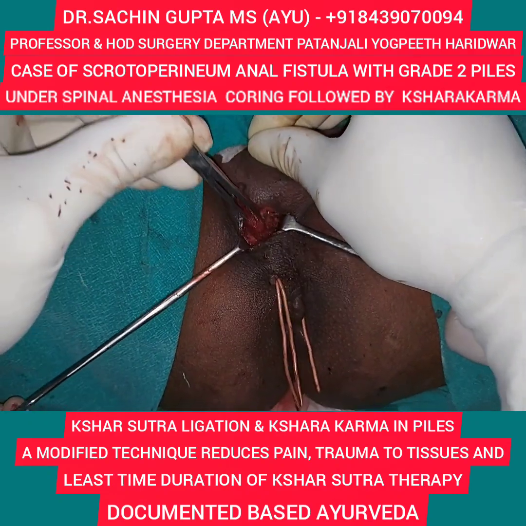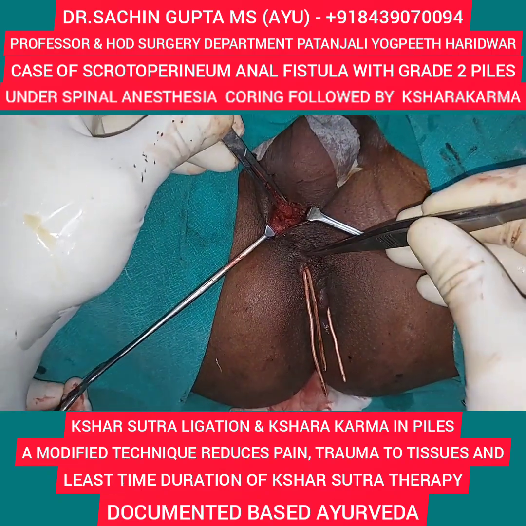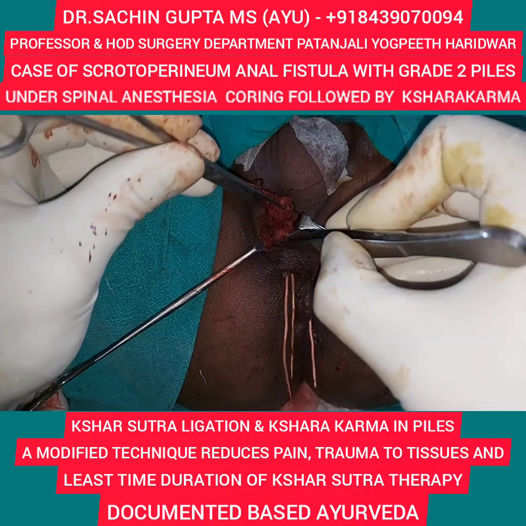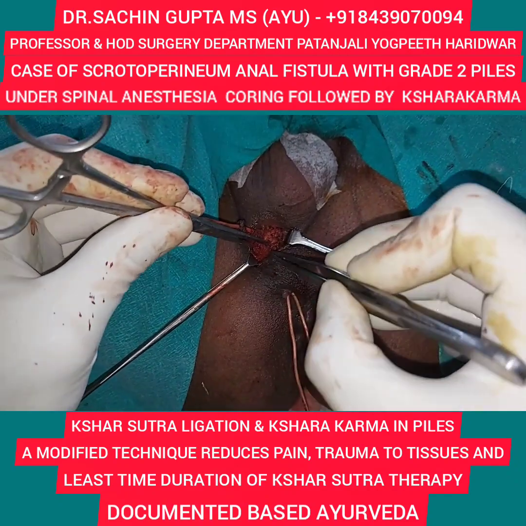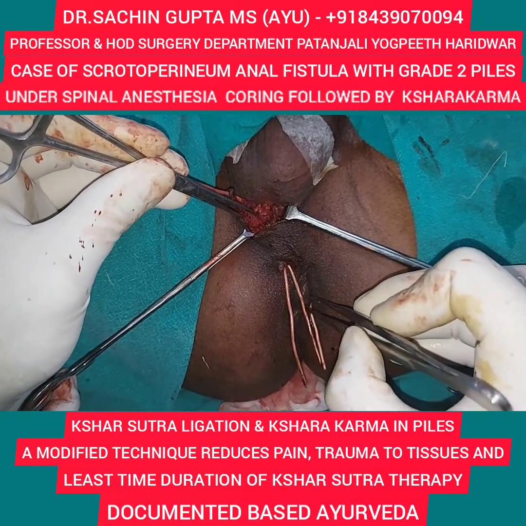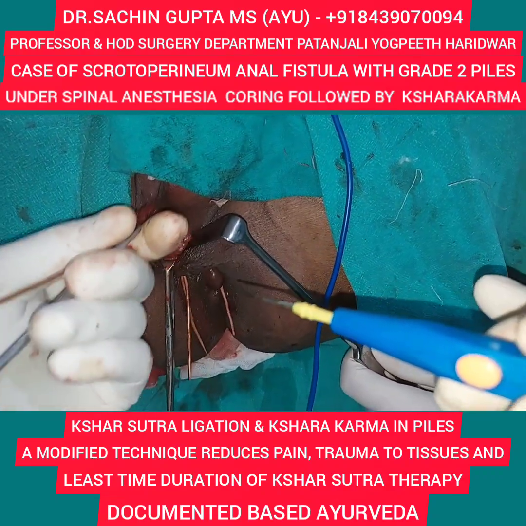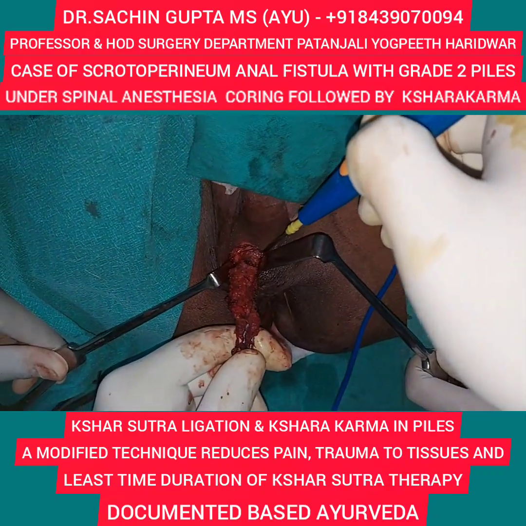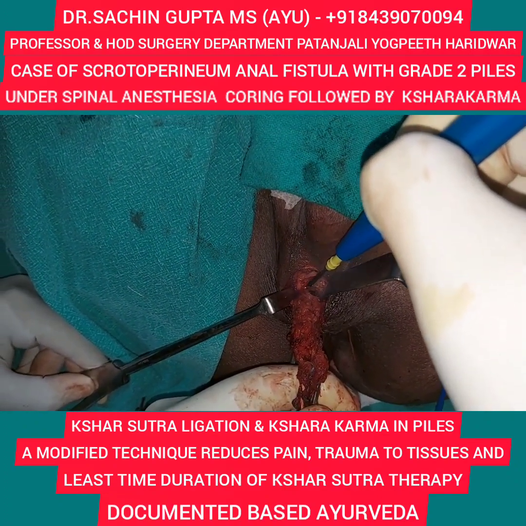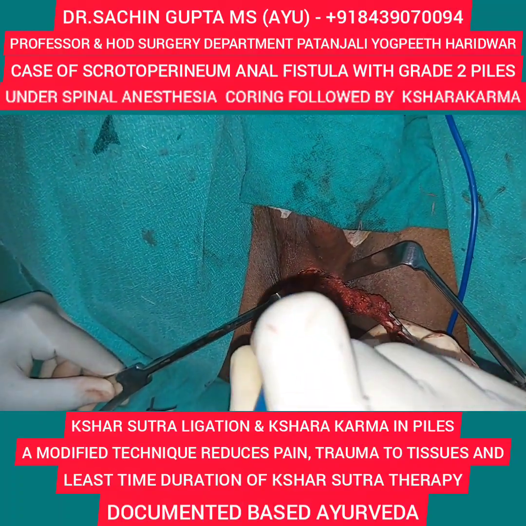Now I am very near to the external opening. You can see this is the external opening. This is the tract. Main tract is dissected from here. I'll excise and hold the tract up to this level and put a Shara sutra inside the anal canal. So we almost reach the external opening. Now I am coring the tract circumferentially.